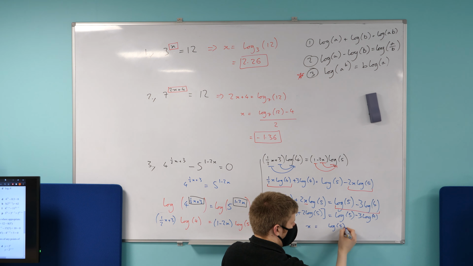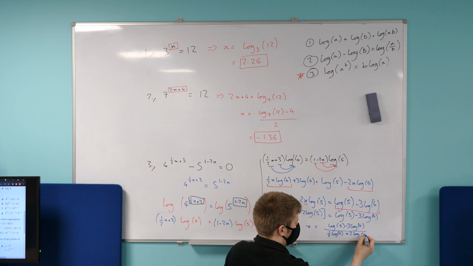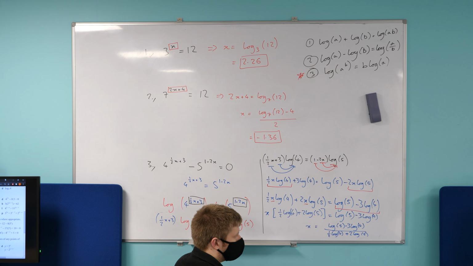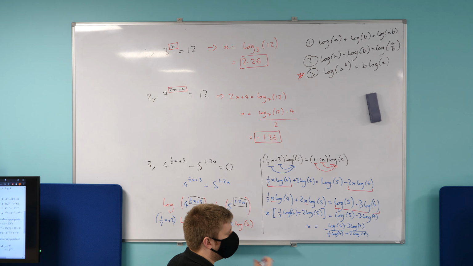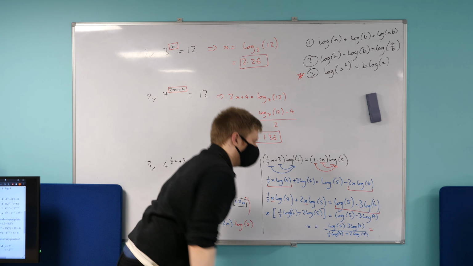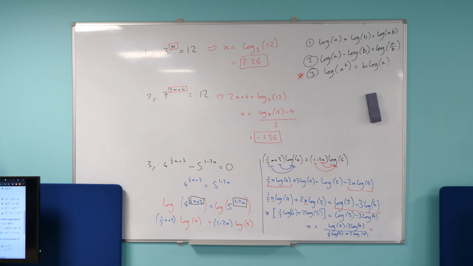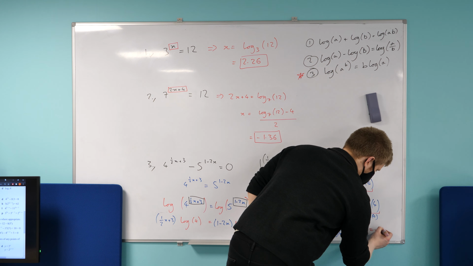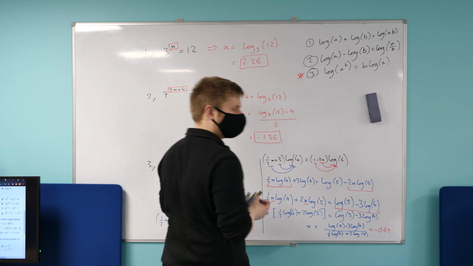Do you see? So if I want x on its own, I'm going to take the right-hand side, which is log of 5 minus 3 log of 4, and divide by this bracket. So half log of 4 plus 2 log of 5. Now, even though that looks big and horrible and awful, it's just a calculator job. You can literally just stick that in your calculator. There's no variables involved in that thing. Negative 0.65. Cool. There you go.